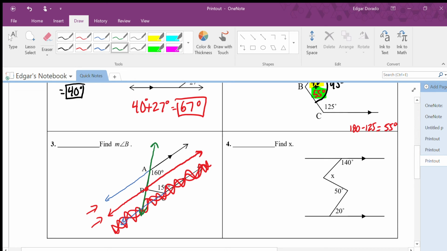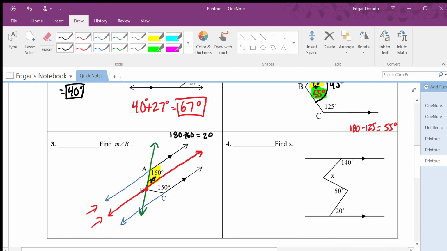Now I can figure this out. Well, the measure of that is 160. I want to know what this measure is, and just like earlier, those are same side interior angles. So I subtract 180 minus 160, and I get 20. So the measure here is 20 degrees. Those added up to be 180. So that is the top portion of my angle B.